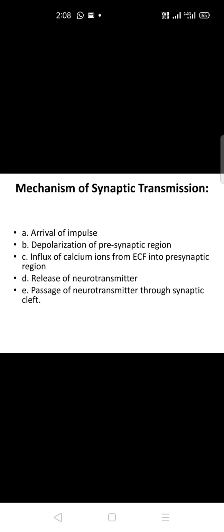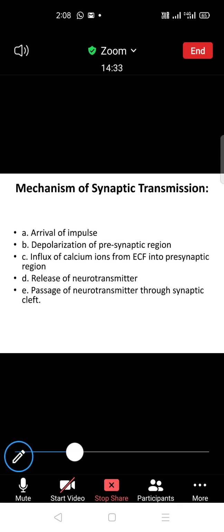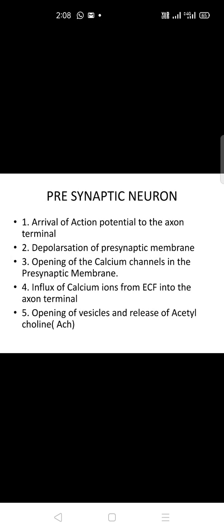So that we can see once again: arrival of impulse, depolarization of presynaptic region, influx of calcium ions from extracellular fluid into presynaptic region. See, the calcium ion goes into the presynaptic terminal for the release of neurotransmitter. So calcium helps in the release of neurotransmitter. Then the passage of neurotransmitter to the synaptic cleft occurs, followed by the presynaptic neuron, arrival of the action potential to the axon terminal. Then there occurs a depolarization of presynaptic membrane.